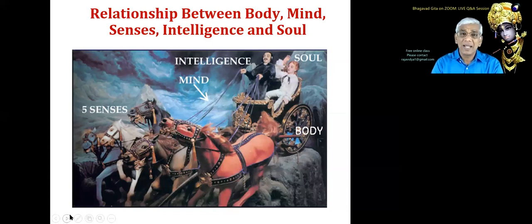So this is a very nice relationship between the body, mind, senses, intelligence, and soul. With the help of the intelligence, one should control the senses using the mind. All this knowledge, which I was explaining in the past slides, is given very clearly in this one picture itself. This is from the Kathopanishad. The intelligence should control the senses through the mind.